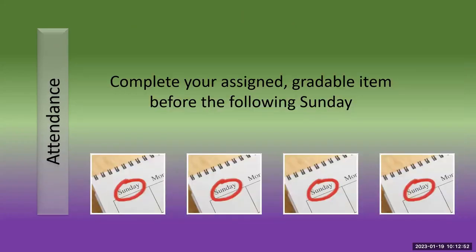The next thing we're going to discuss is attendance. To be counted present, you must complete and submit your items by midnight on Sunday to indicate you've attended the class during the previous week. This is especially important during the summer semester because you can be dropped from a class if you miss a certain percentage of classes. And this is done automatically.